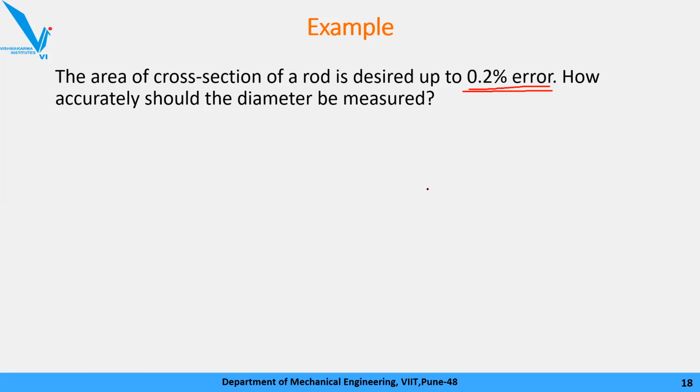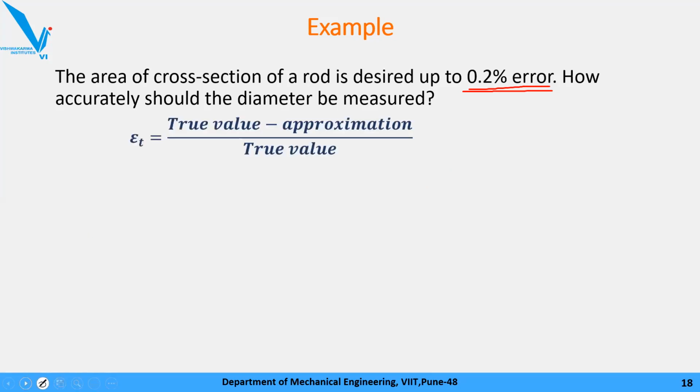So I hope the numerical statement is understood by everyone. So we are going to solve this numerical. So first thing, here the error is given in the percentage form. So we should know that whenever we get an error in percentage form, that means it's a relative error.